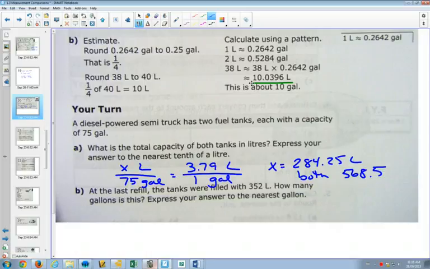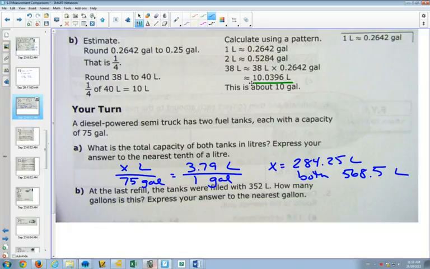Now, you would have got that same answer. Did anybody put 150 down here to start with? Okay. Did you get that same answer of 568.5? Excellent. So putting them both together, 568.5 liters.